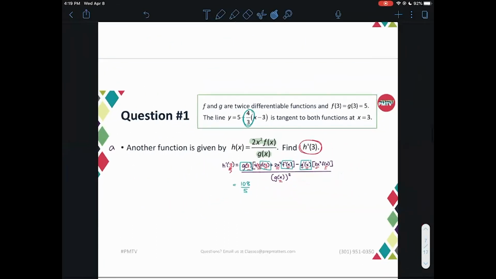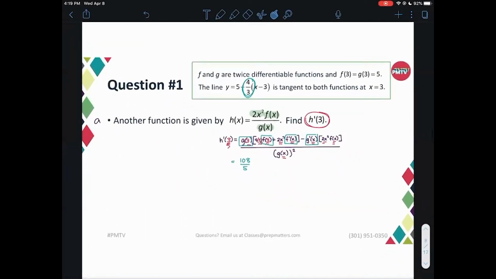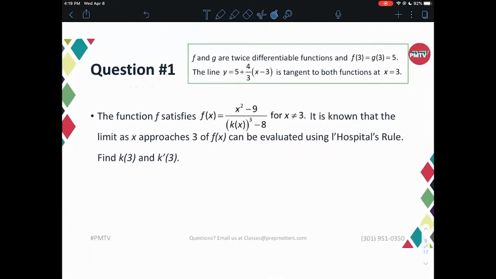Okay, now let's get to the good one. All right, so part B. This is a great question. So part B here, we see that f of x is defined in terms of k of x. f of x equals x squared minus 9 over k of x cubed minus 8. Great, I have no idea what k of x is, so that is incredibly unhelpful at this point in time. We don't know anything about k of x. So let's just see what we do know and see what we can do with this.